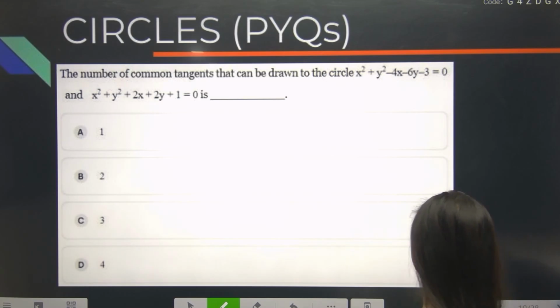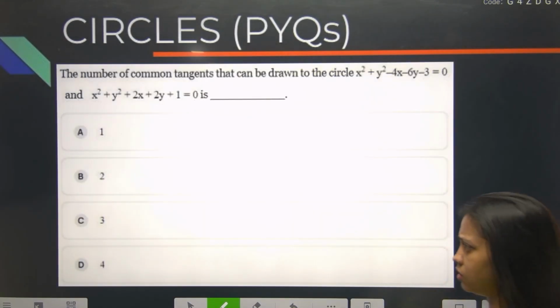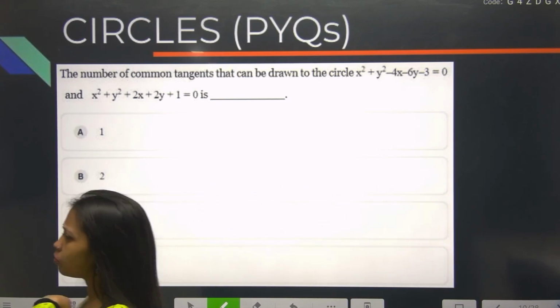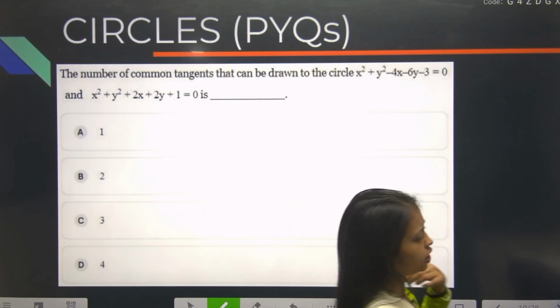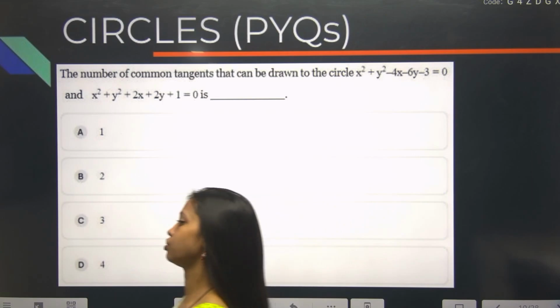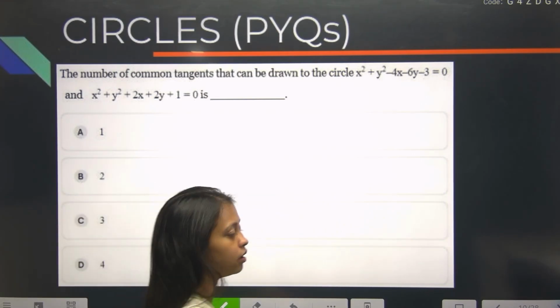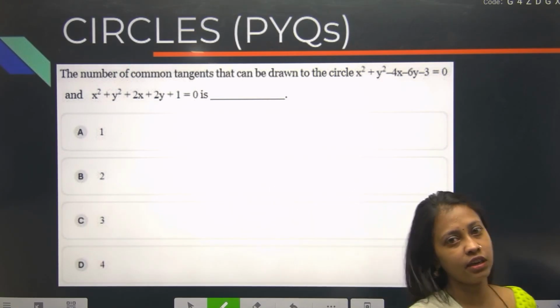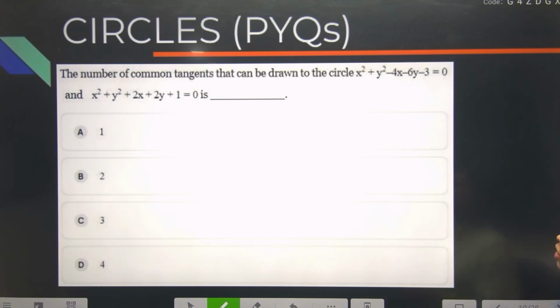Number of common tangents. This section of the circles is very important. Most of the questions are asked from here, about the tangent, about the intersection of the circles, because this question is also about the intersection of the circles. It depends upon how the circles are intersecting. Only then can I talk about the common tangents. So they are saying the number of common tangents.